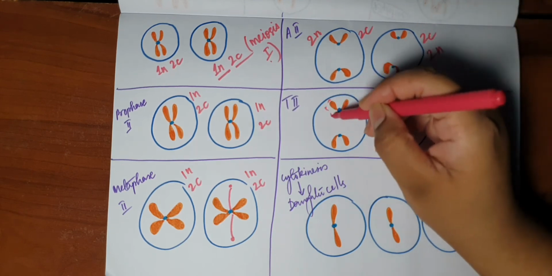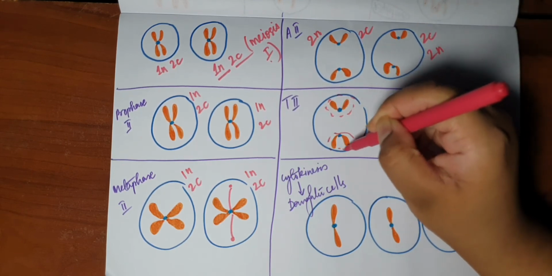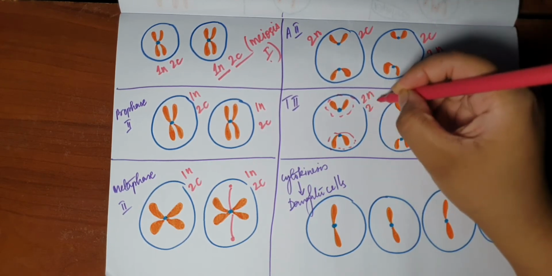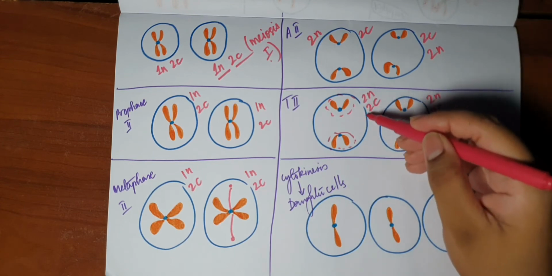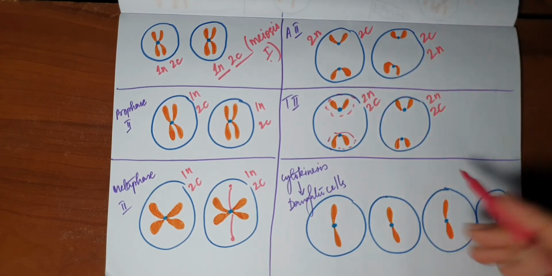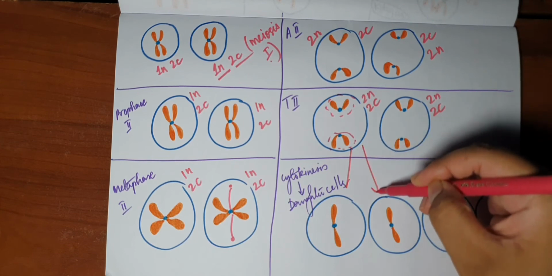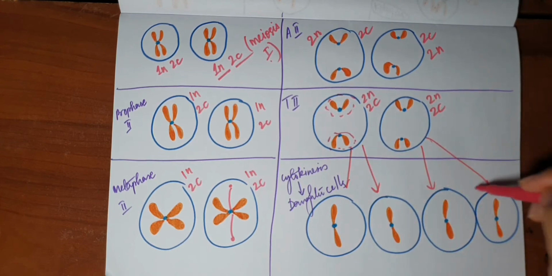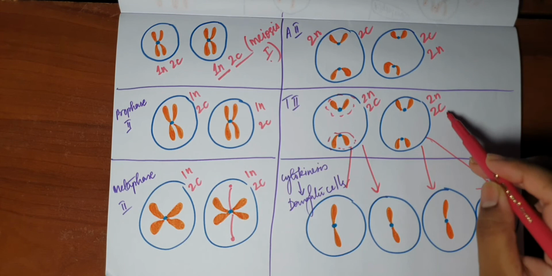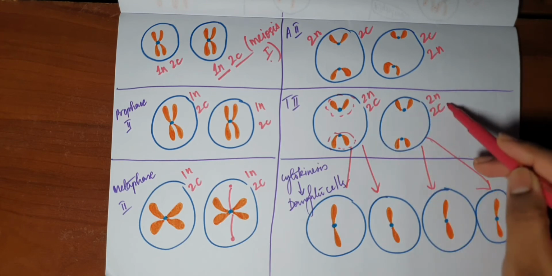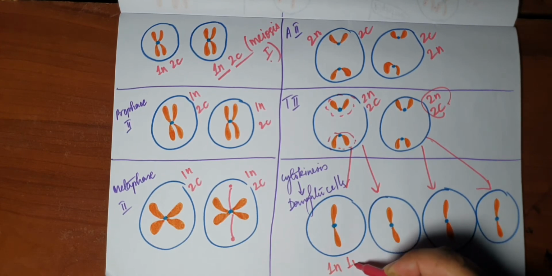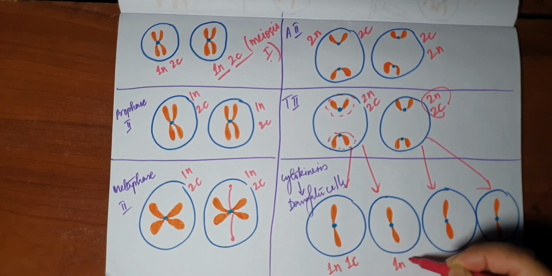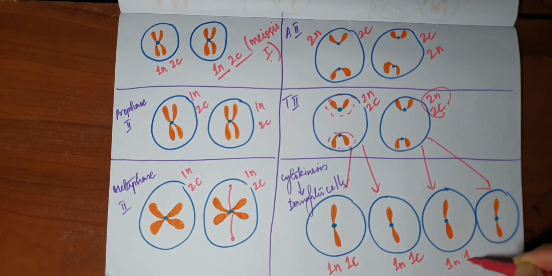Telophase, the same thing, just nuclear envelope starts to form, nuclear division is complete. So 2n, 2C, 2n, 2C. Then the cells undergo cytokinesis. This cell has given these 2 daughter cells, this has given these 2 daughter cells. Now 2n and 2C was the total content. We are going to divide this by 2. So 1n, 1C, 1n, 1C, 1n and 1C.